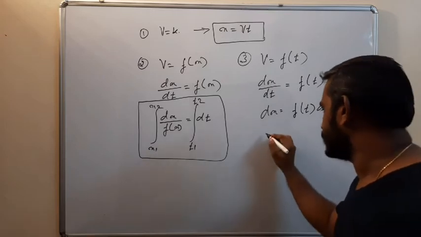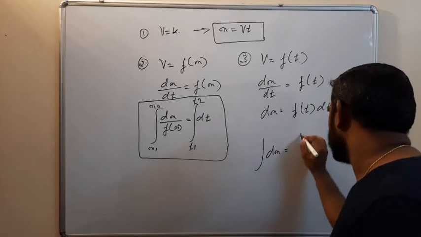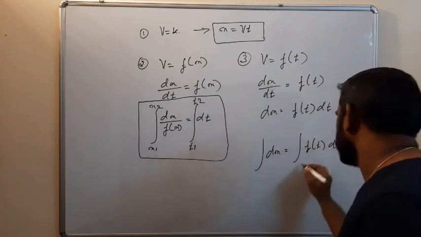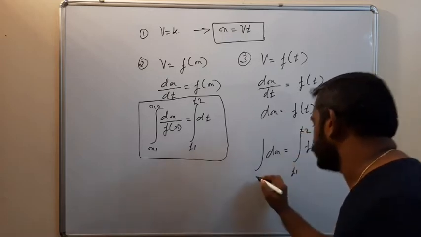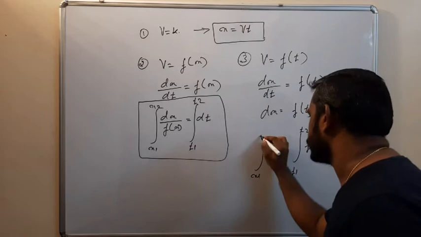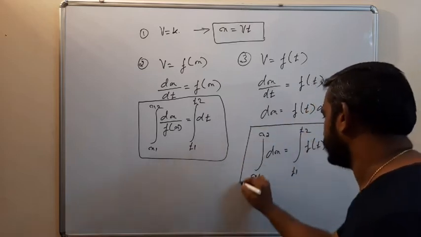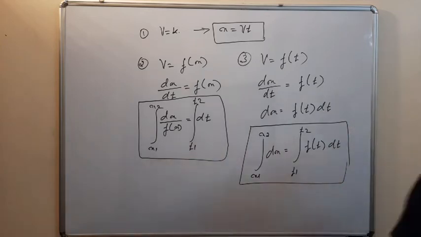So the next step is integrate. So integral of dx is equal to integral of f of t dt. The t varies from t1 to t2, so that the displacement varies from x1 to x2. So this will give the answer.